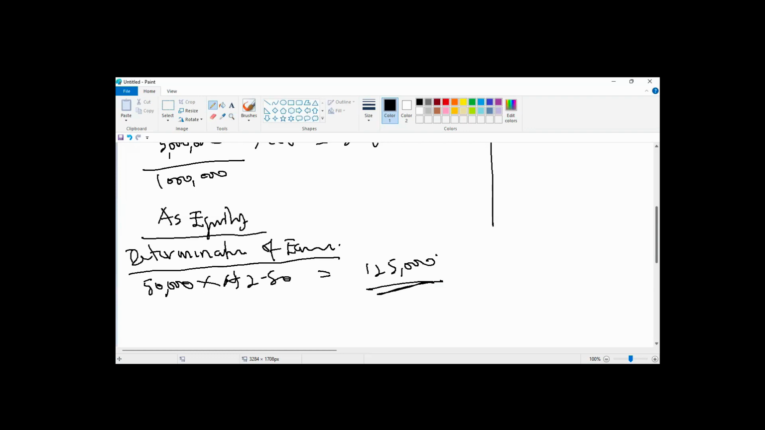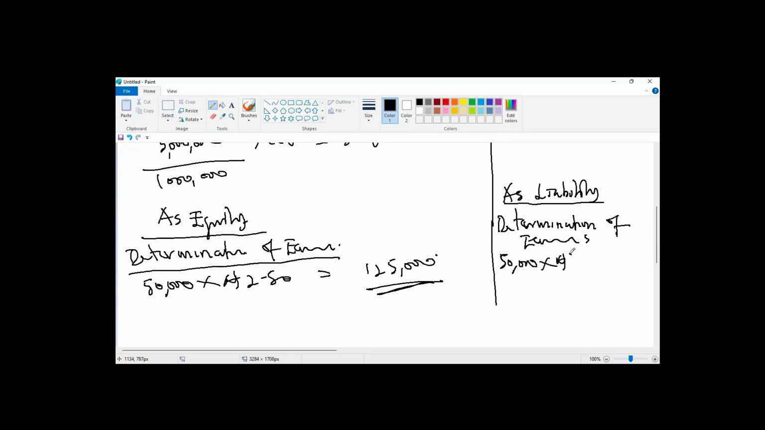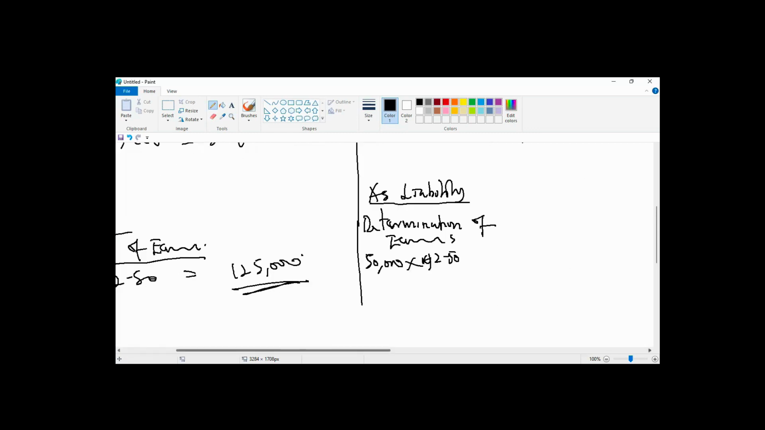If I want to determine earnings as a liability loan, as liability now, of earnings: 50,000 previous shares times 2.5 to cover, $125,000.